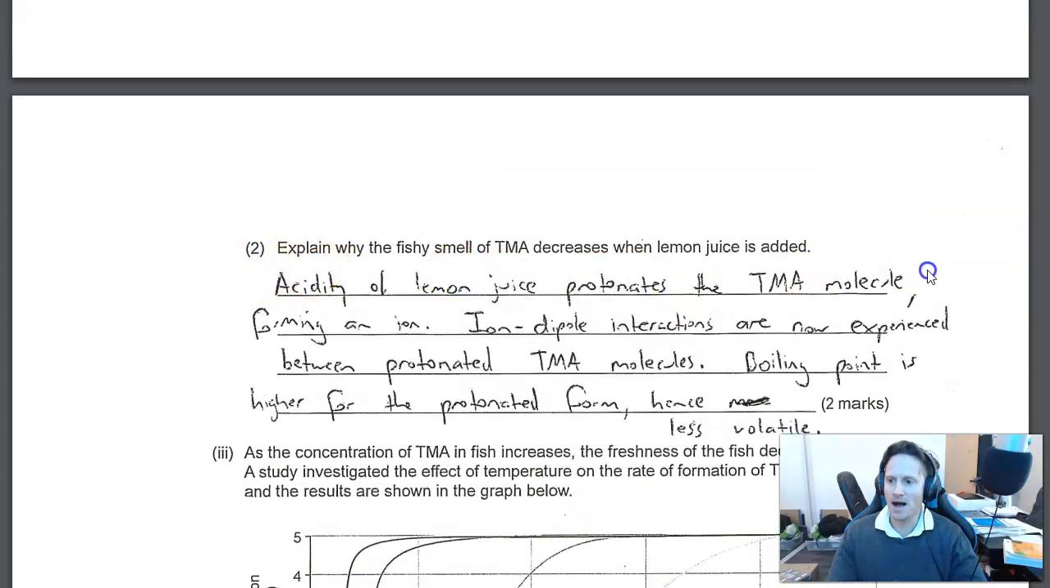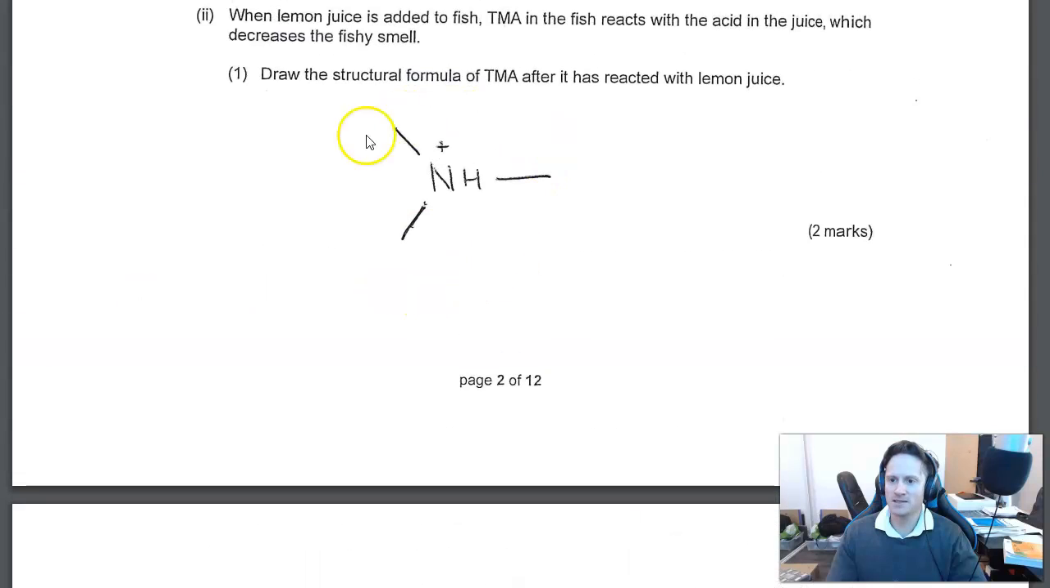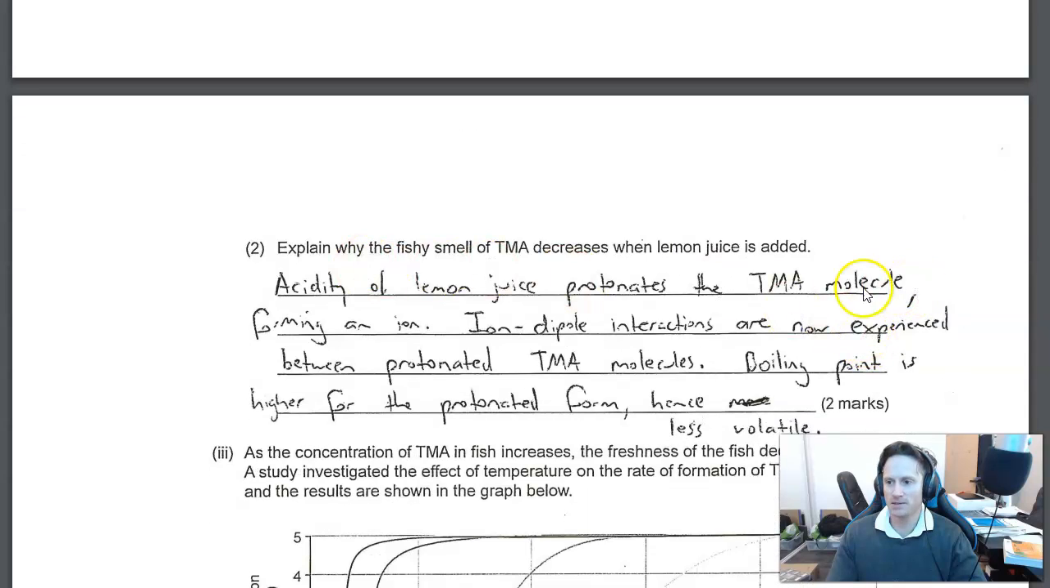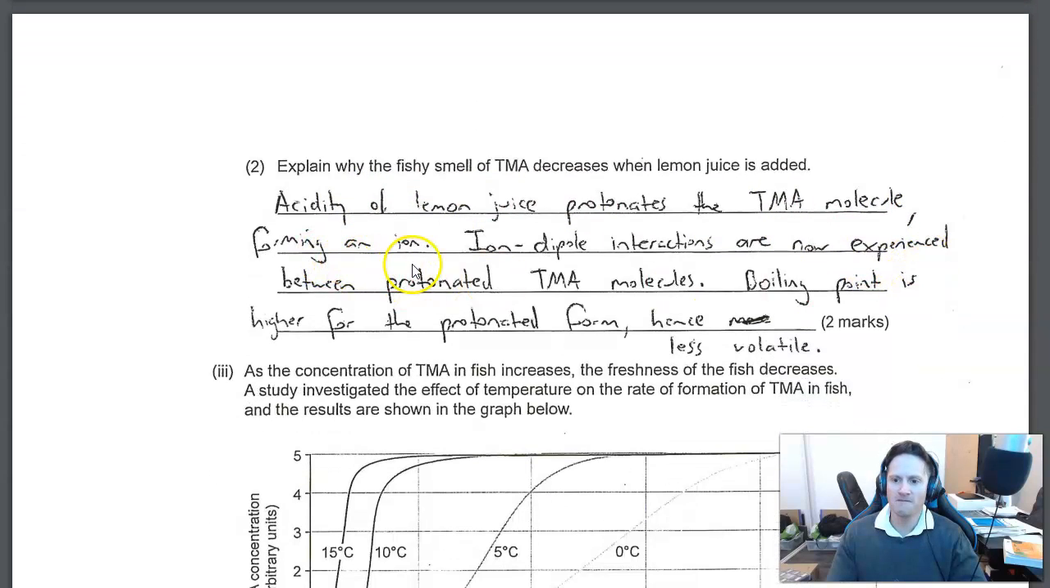Now that's not a mark because I've already done that in the previous question. A lot of you guys, when you answered this, you did that part and that's it. So that was prior knowledge, but I'm just giving it as context. So that's not a mark. It forms an ion, which again isn't part of the mark.